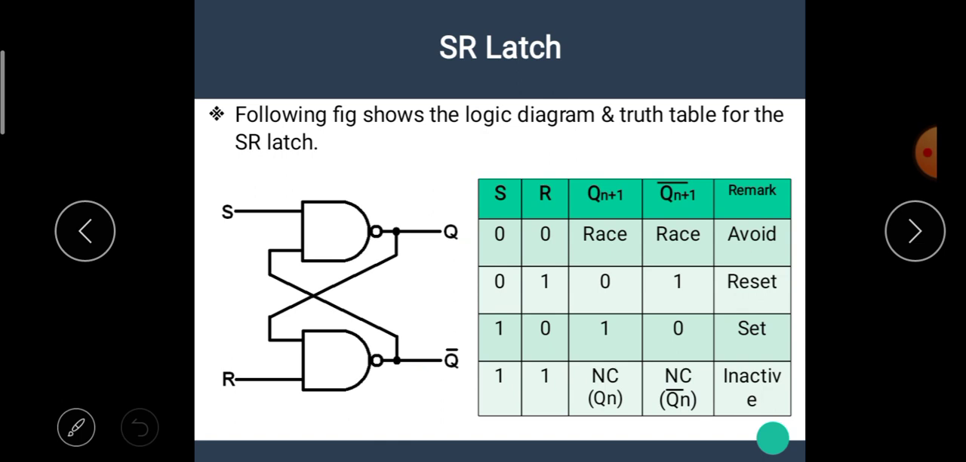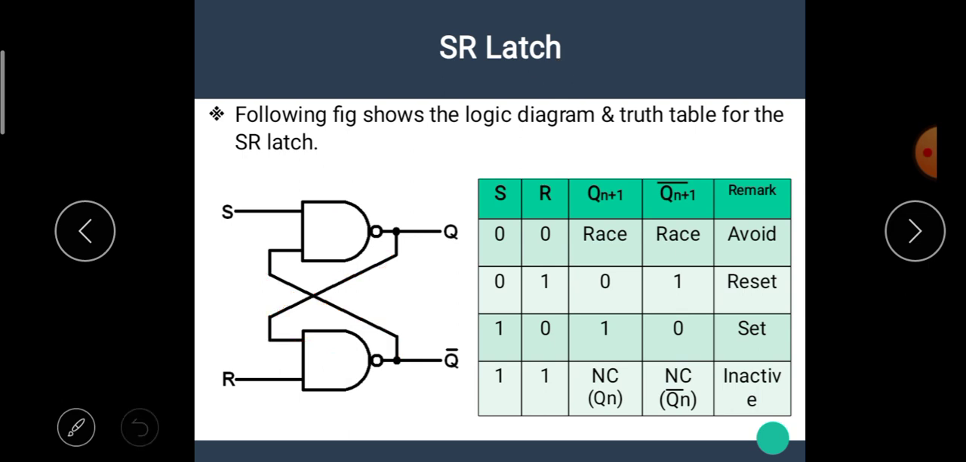Now, let's see the concept of SR latch. Here, this is the simple diagram of an SR latch, in which we can see that it is cross coupled. That means the output of the first NAND gate is connected with the input of the second NAND gate, and the output of the second NAND gate is connected with the input of the first NAND gate.